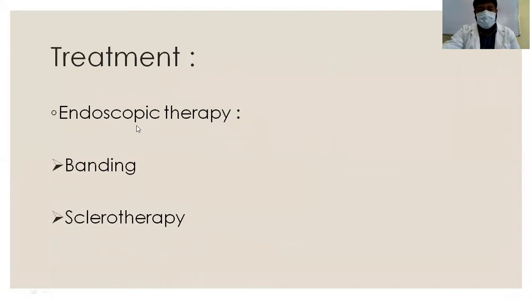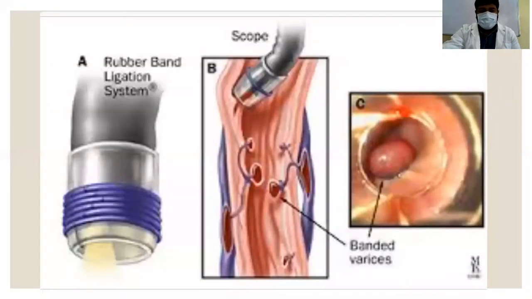Treatment, endoscopic therapy. In endoscopic therapy, what are you doing? Banding and sclerotherapy in case of bleeding esophageal varices. Okay. See how the banded varices are there. The banded varices, this is the scope. It goes, and this rubber-like structure will surround the varices and will isolate it and will cut off the blood supply to it. Okay.